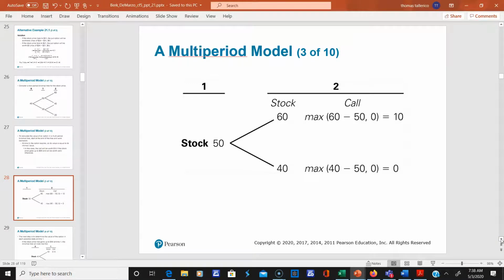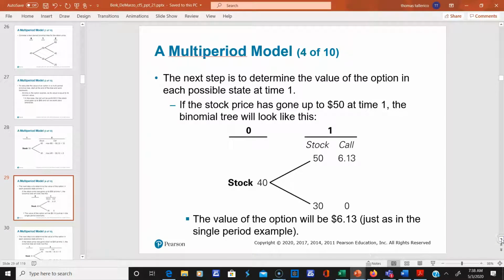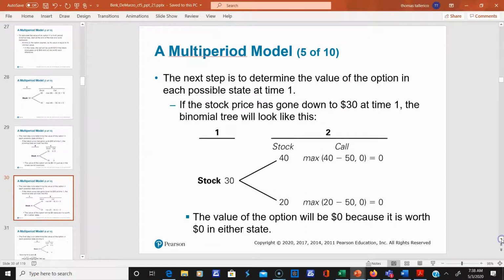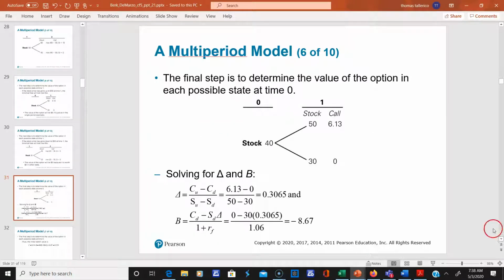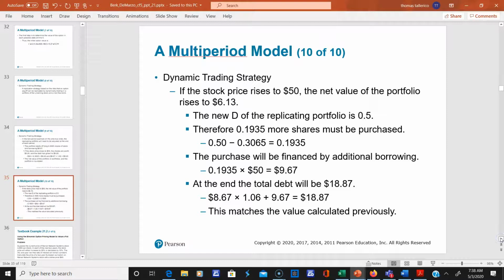So you've got to do it in multiple steps. You go through multiple steps. So again, what's called the multi-period model here, and it lends itself easily to doing all this in Microsoft Excel.